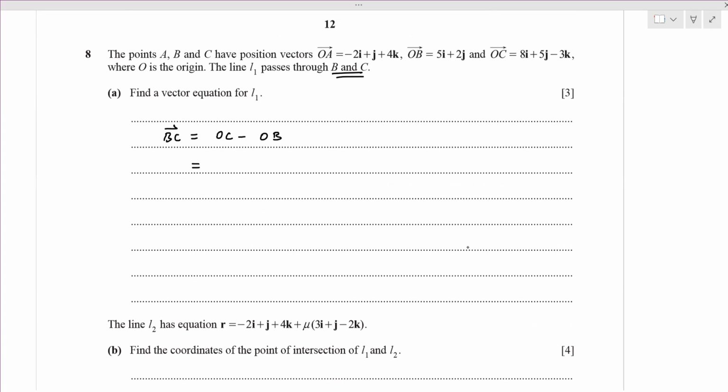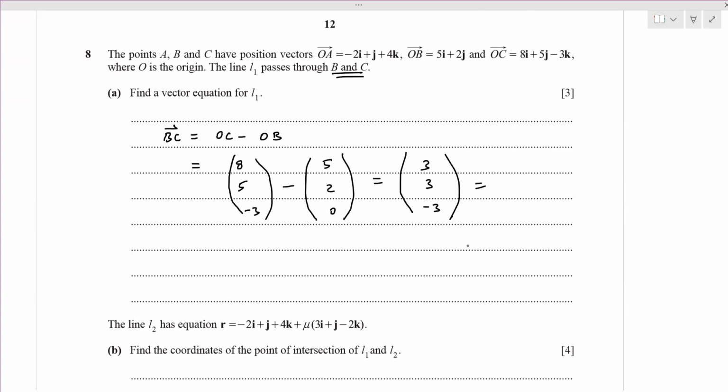Final minus initial. So OC minus OB. What is OC? 8, 5, -3 minus OB. And what is OB? It is 5, 2, 0. So it will be 8 minus 5, 3, 5 minus 2, 3, and this is -3.